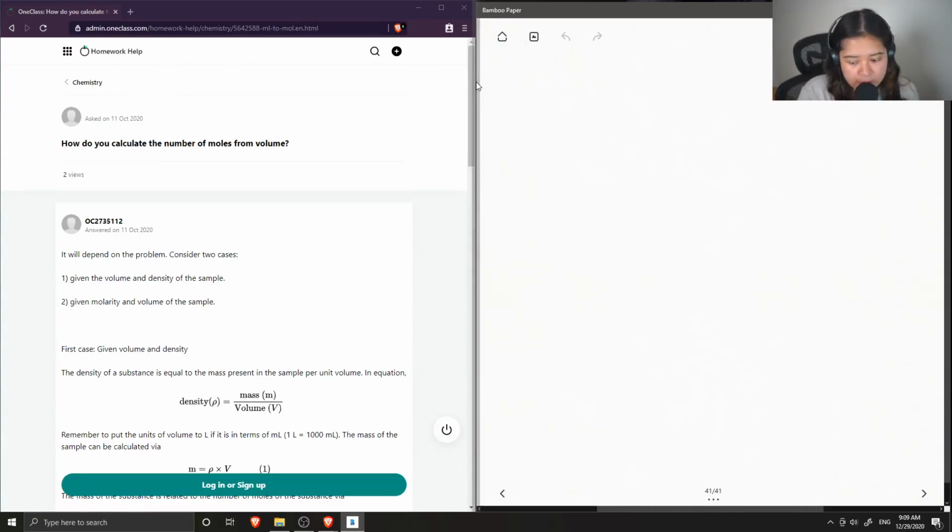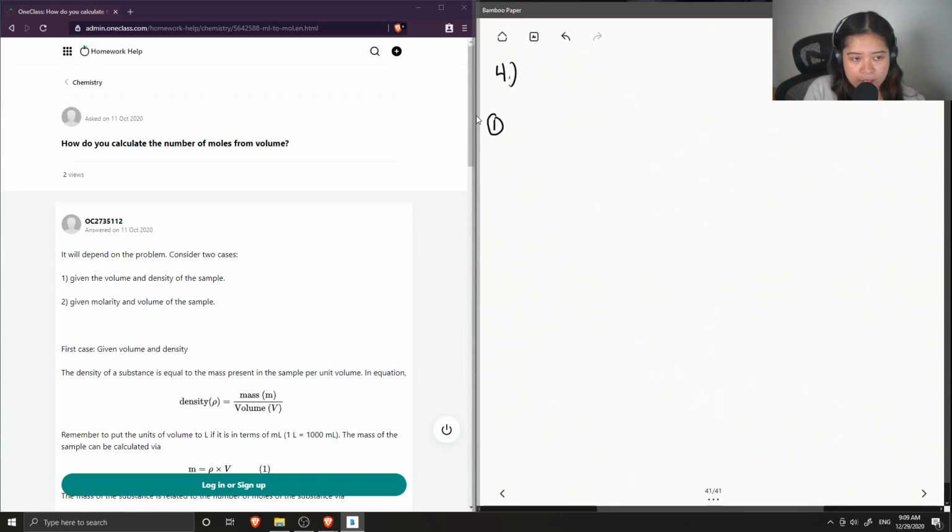Okay, so question number 4. How do you calculate the number of moles from volume? They didn't really specify any other variables that are given, so I'll just go over all the different options that I can think of how one would calculate the number of moles when given volume.